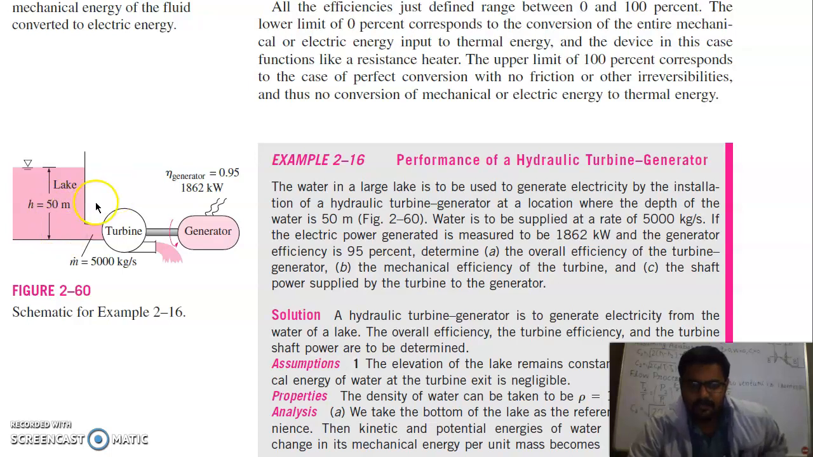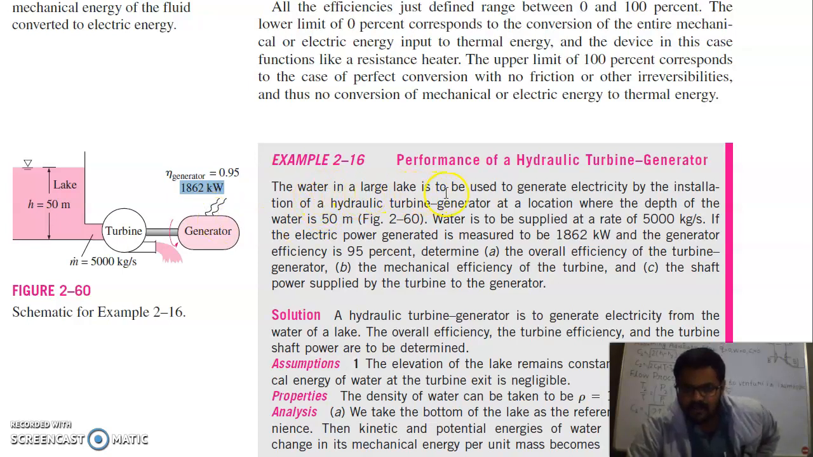So this is also an example where you have a lake with a fluid at 50-meter height head. You have a turbine, the mass rate of fluid is given, and you have a generator here. The efficiency of the generator is 0.95 and it produces 1862 kilowatt of power.